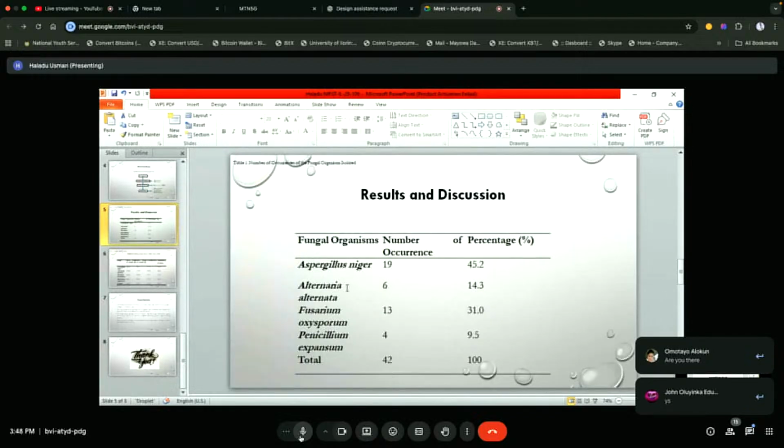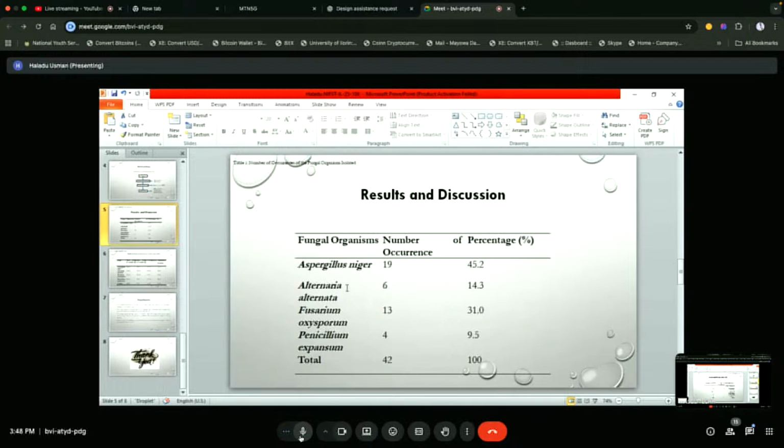Molecular identification through sequence analysis confirmed 99% similarity with reference sequences in GenBank. The pathogenicity test revealed that all isolates were capable of inducing varying degrees of rot on inoculated onions.